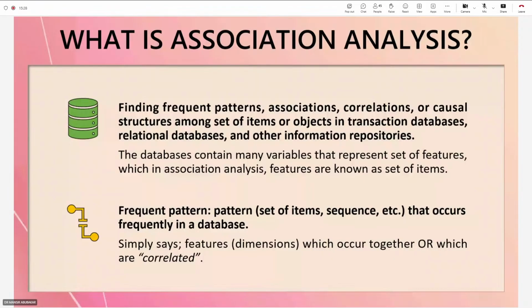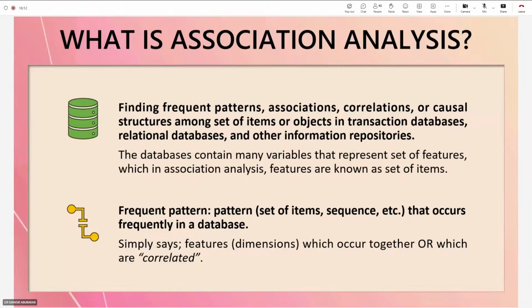So the databases may contain variables that represent a set of features. As you can recall, when we are talking about classification and clustering, we are always talking about the features, that means the attributes of the data. As we discussed in the introductory part, data consists of features or attributes and the objects that are called the instances of the data. So these features in association analysis are referred to as items or sets of items, item sets. So instead of attributes as we did in classification or clustering, here these features are always referred to as item sets.